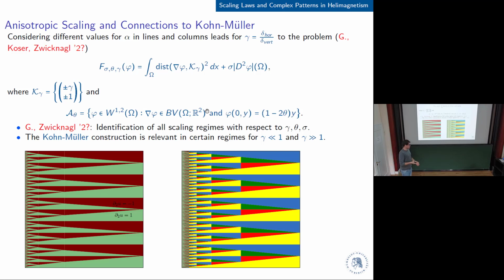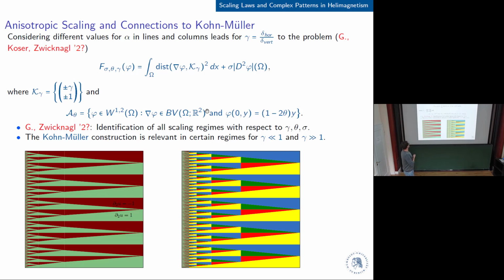You can plug everything in, you do the gamma convergence result, you end up with an energy which has the same form, up to the fact that the set of preferred gradients is now not plus minus 1 in each component, but for example, plus minus 1 in the second component, plus minus gamma in the first component. Which just means you brought in one more parameter to the game, and you can try to prove scaling laws now with respect to those three parameters.